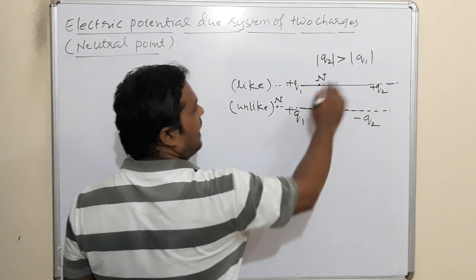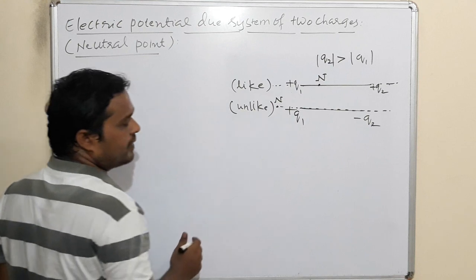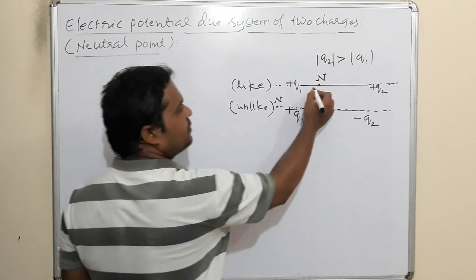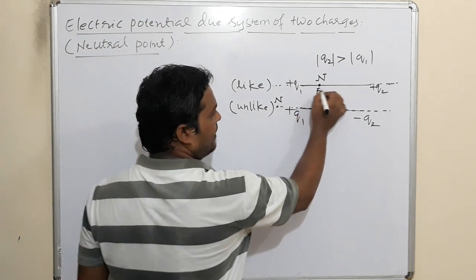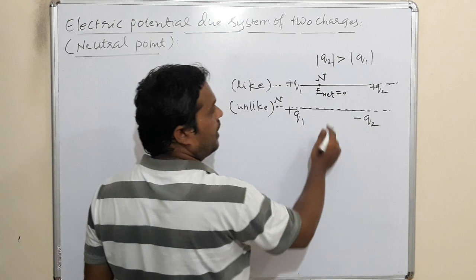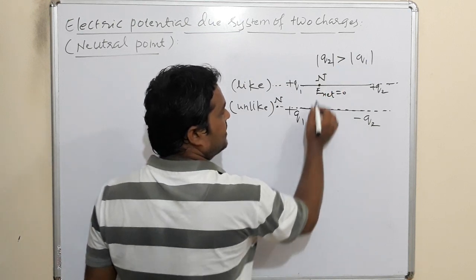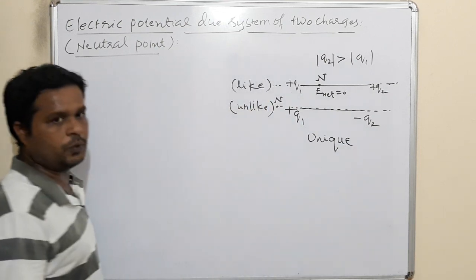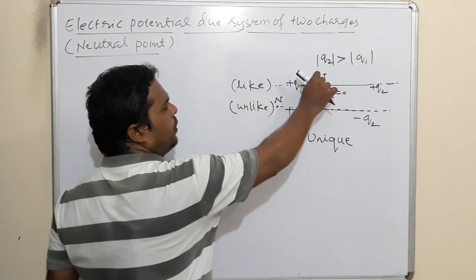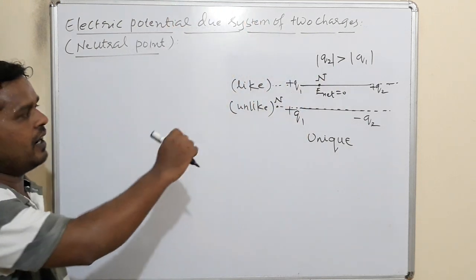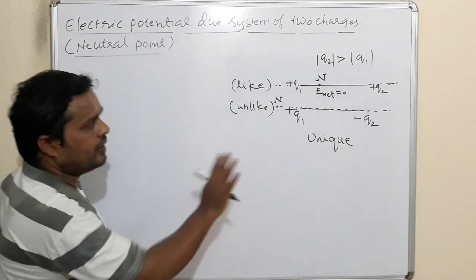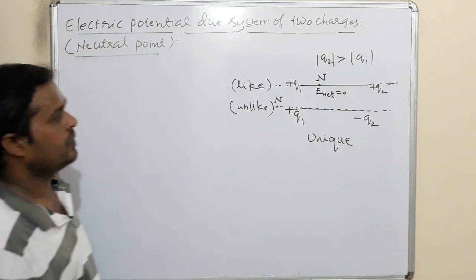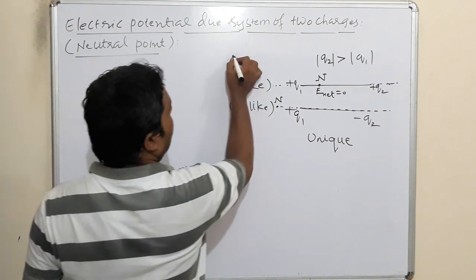What we studied was for electric field. When you want to find the neutral point for electric field, this will be a point where the net electric field will be zero. And for a system of charges, the neutral point for electric field is a unique point. There will be only one point where the net electric field can be zero. No other point will be there. But in case of potential, it is slightly different. Remember, this is for electric field.